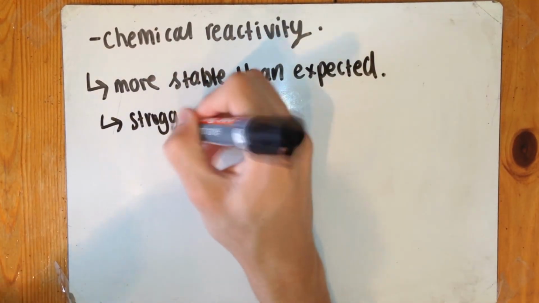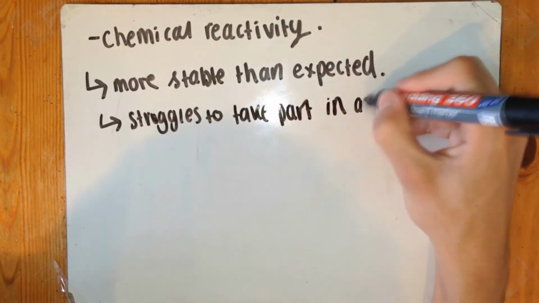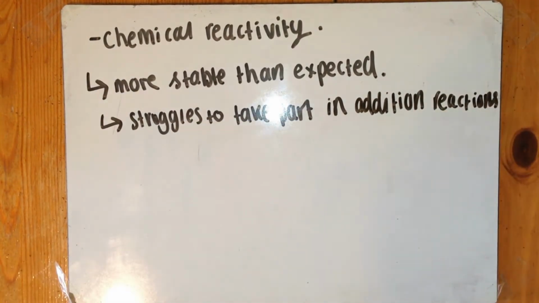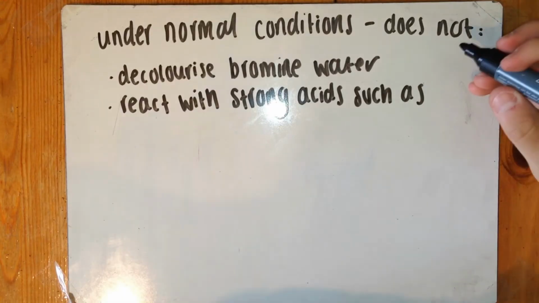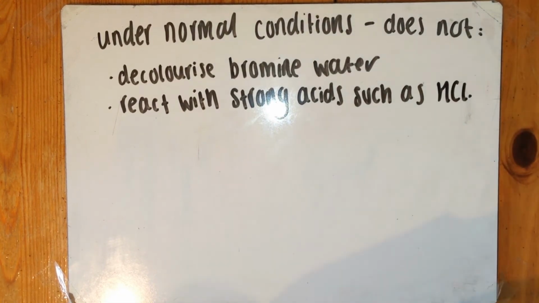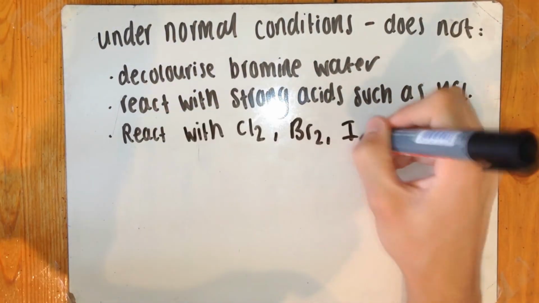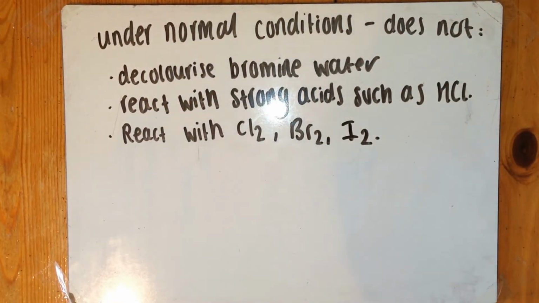If you remember earlier, I spoke about how benzene was more stable than expected. This increased stability means that benzene struggles to take part in addition reactions. Under normal conditions, benzene does not decolorize bromine water, react with strong acids such as HCl, react with halogens such as Cl2, Br2 or I2.